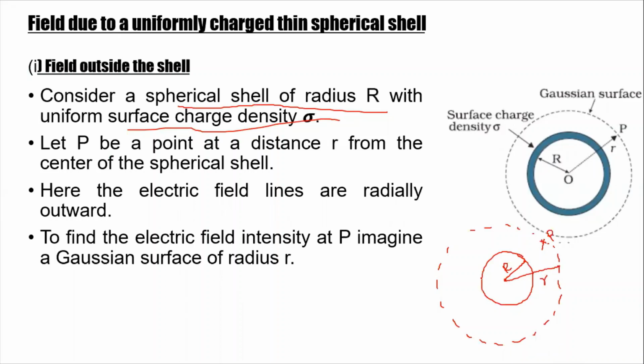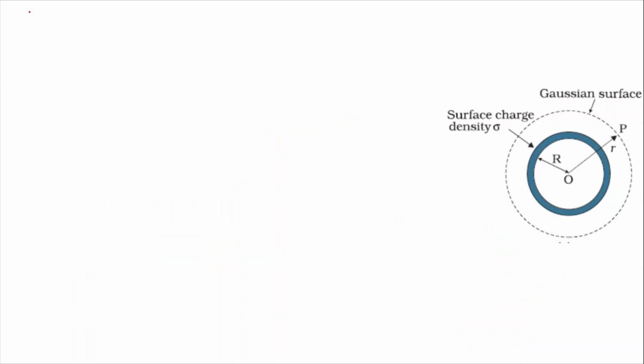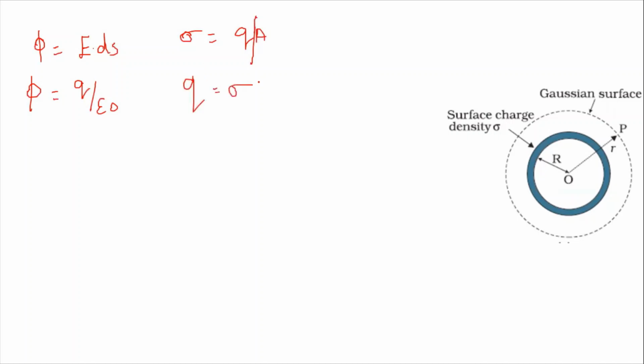Similarly, as we did previously, we are going to apply the same method to calculate the electric field. Phi is equal to E dot ds. Phi is equal to Q by epsilon naught, and sigma is equal to Q by A, so Q will be equal to sigma A. Now you have to substitute all these things. First of all, equate these two, so E dot ds is equal to Q by epsilon naught.